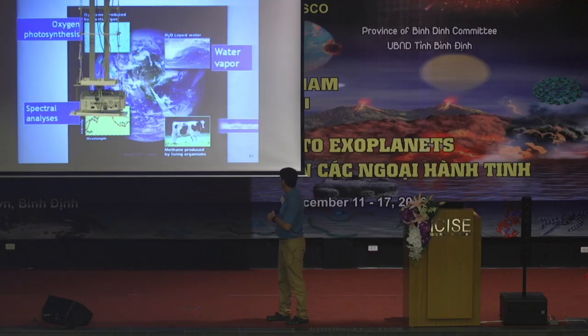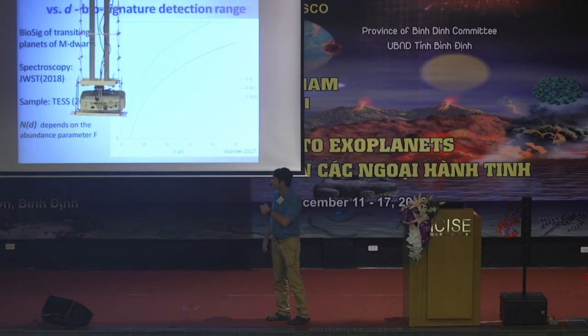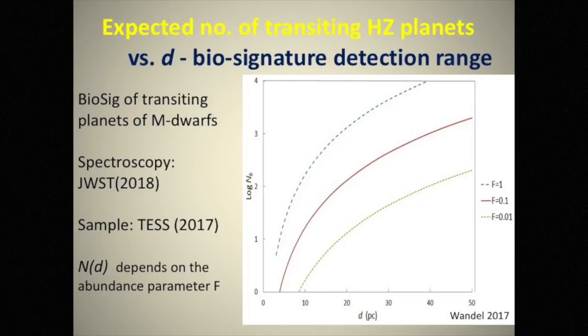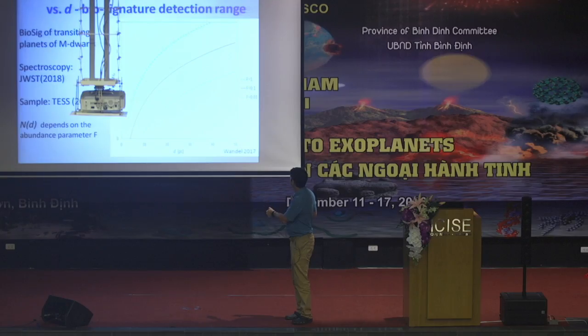And so let's skip this, just put the conclusion. Oh, this is important. I did some naive calculation: what sample could James Webb combined with TESS analyze, with really enough transiting planets? And this is, again, for this abundance parameter, 1 and 0.01. And this is the distance that it would see. So if James Webb, for example, could look to about 30 parsecs and recognize biosignatures, then in this scenario you would have some 100 planets at this distance and so on.